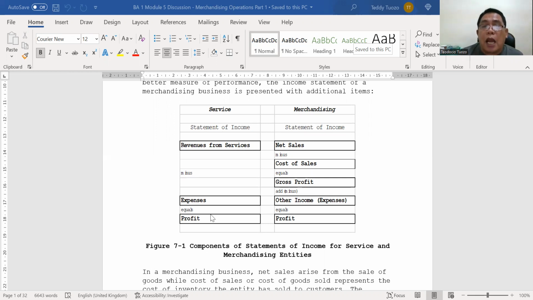These expenses are just like the expenses in the service concern. Whatever expenses are classified in the service concern would also be the same in merchandising. But of course, there will be other costs or expenses that can be classified as operating expenses under merchandising. The difference between the gross profit and the operating expenses, plus other income, is equal to profit or net income.